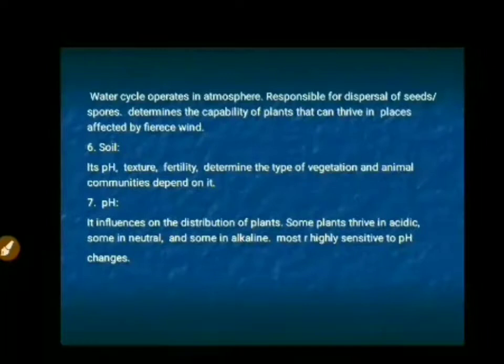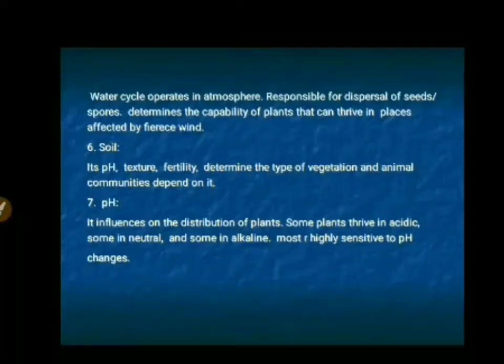And water cycle operates in atmosphere. Atmosphere is responsible for the dispersal of seeds, spores. It determines the capability of plants that can thrive in places affected by fires, winds. Okay, then we have soil. Number 6 is soil. Soil is home for plants, animals, that includes insects and microbes and so on. The pH of soil, its texture, fertility determine the type of vegetation, and animal communities also depend on it.